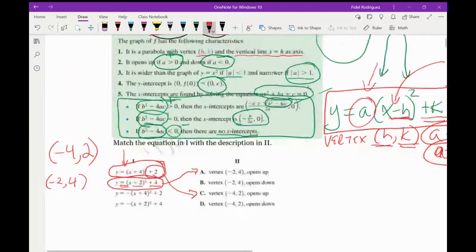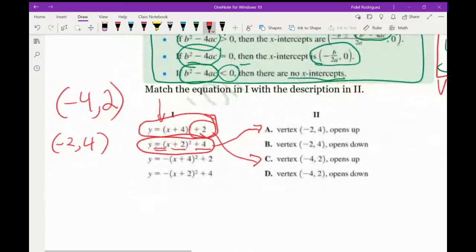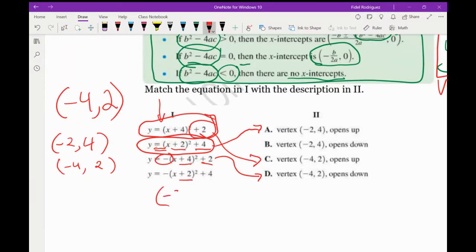All right. So let's see if we can do the same thing for the third one. So the third one, my vertex, negative 4 and positive 2. And because of this piece, that graph's going to open down. So negative 4 and positive 2 opening down, that one's going to get matched with D. And then, so it looks like the last one's going to have to go with B, but let's just double check it. So my vertex, again, negative 2, positive 4. Yes, that's negative. So it matches with the last one.